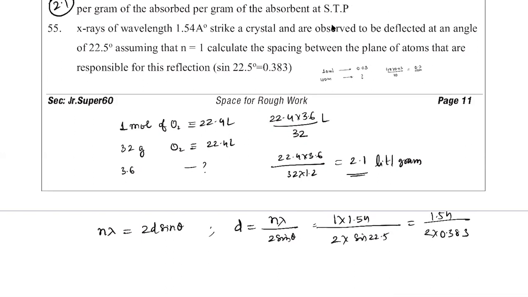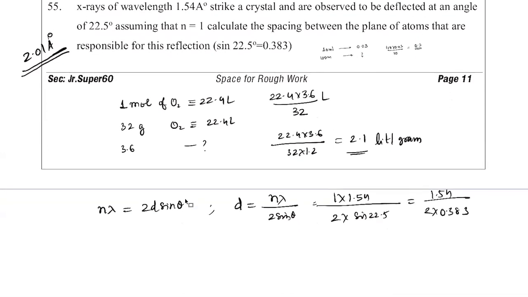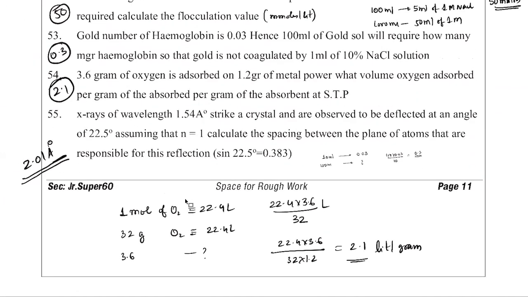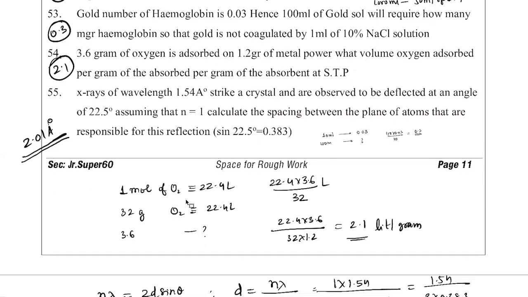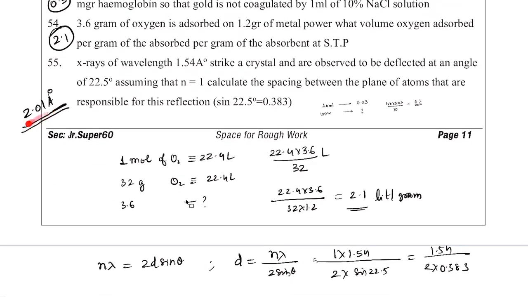So we need to calculate the distance between the planes that are responsible here. How much are we getting? We are getting 2.01 angstroms. Okay. I hope you guys have mentioned that in angstroms. If anyone has mentioned anything other than angstroms, just let me know, because the unit is not mentioned here. Hopefully you all have mentioned angstroms only. In case there is any nanometer or anything else anybody has mentioned, please let me know. Okay, guys.